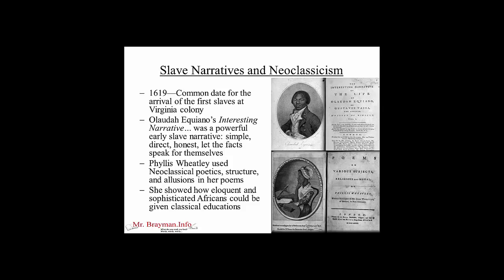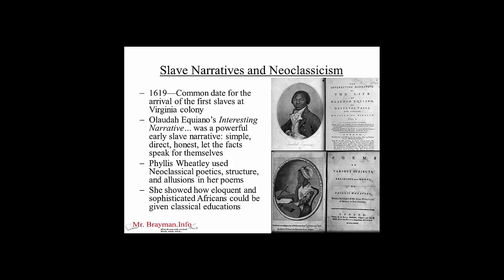We're also going to look at the beginning of African American literature with Phyllis Wheatley, who was an African American poet who lived in the North, and she was a slave, but very highly educated, especially in neoclassical poetics and structure. Uses a lot of classical allusions to ancient Greece and Rome, and she's an interesting figure. I mean, she's a great poet.